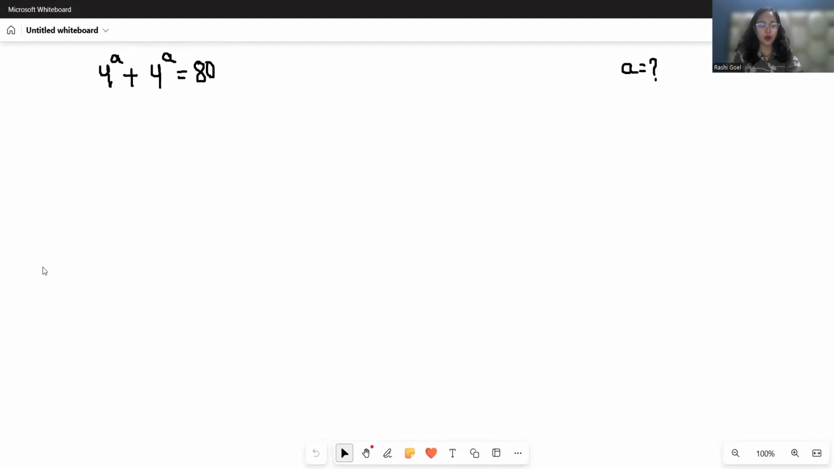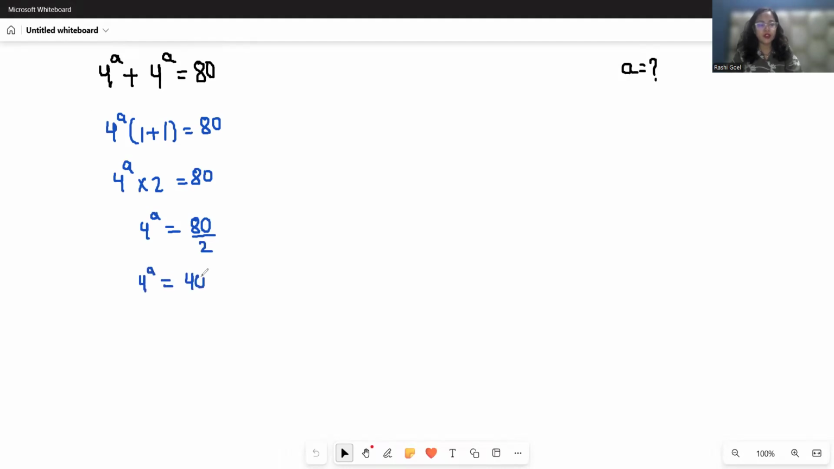So we are going to solve this exponential equation, 4^a + 4^a = 80, and we have to find the value of a. So let's solve it. Since both terms are the same, we'll combine them. So 4^a, 1 plus 1, is equal to 80. So 4^a times 2 is equal to 80. 4^a is equal to 80 by 2. So we can write 4^a is equal to 40.